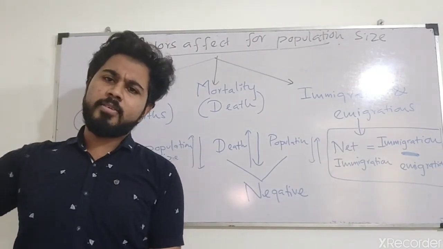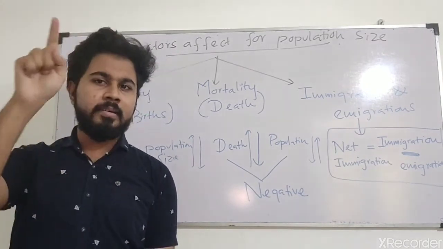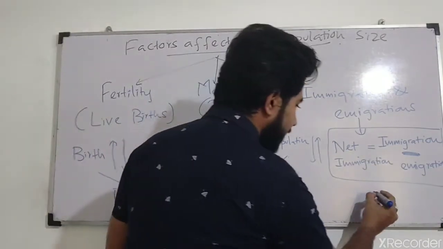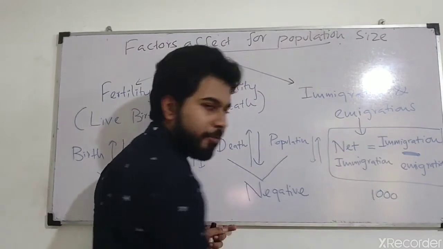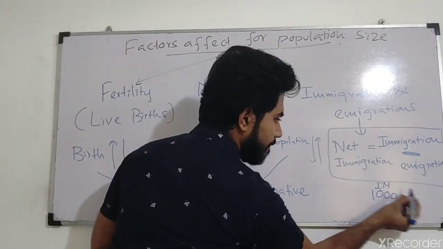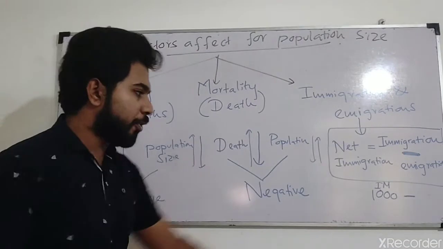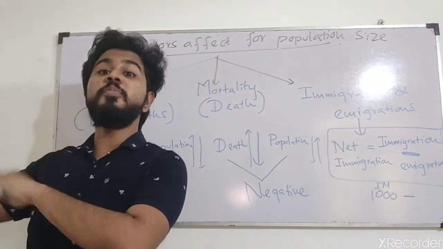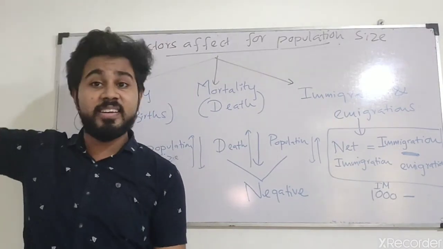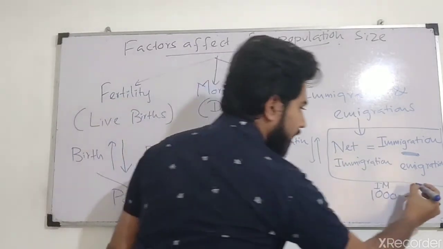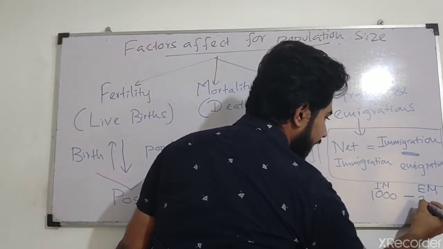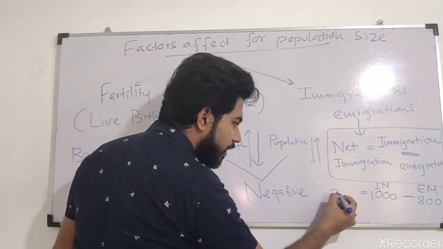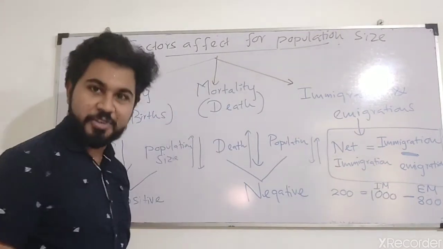Suppose the number of people who came to Sri Lanka for permanent residence last year is 1,000. Just a hypothetical example, 1,000. Then that is immigration. And there should be a minus mark. And suppose the number of people who go out from Sri Lanka to establish permanent residence abroad is 800. That means emigration is 800. Then what is the value of the net migration? Net migration is 200.